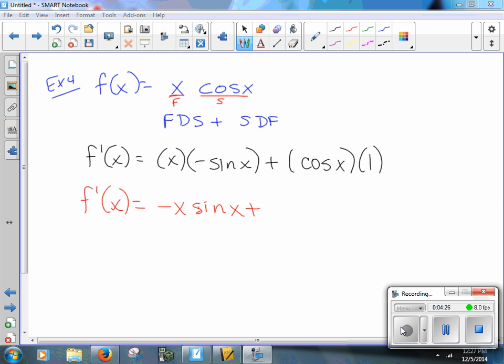What is cosine x times 1? Cosine x. You are right. Is there any way to fix this? Turn them around and make it look better. Because I don't like negatives leading the front of the expression.